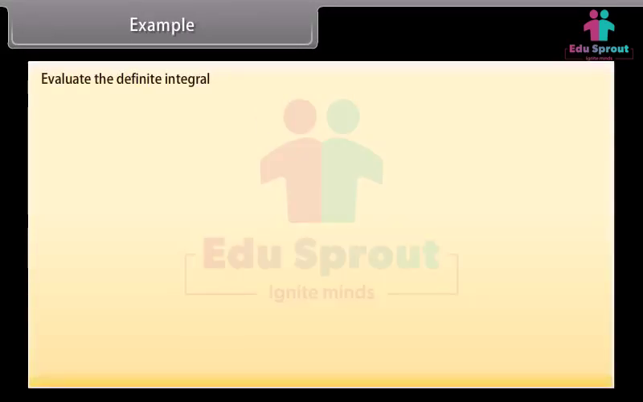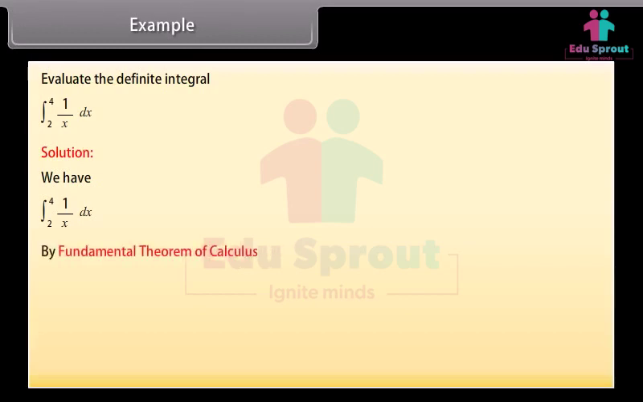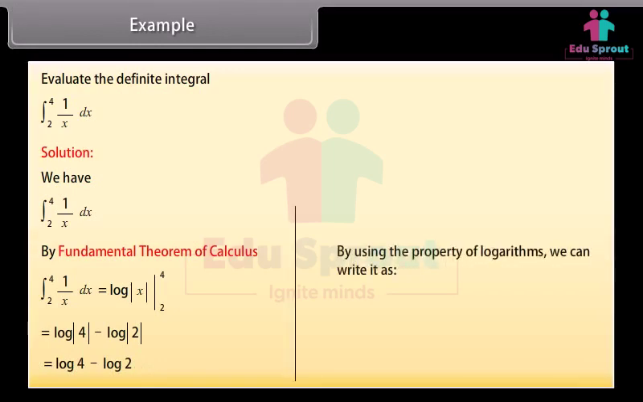Example. Evaluate the definite integral of 1 by x with lower limit 2 and upper limit 4 with respect to dx. Solution. We have the integral of 1 by x from 2 to 4 with respect to dx. By the fundamental theorem of calculus, this is equal to log of mod x from 2 to 4, which is log of mod 4 minus log of mod 2, which is log 4 minus log 2. By using the property of logarithms, we can write it as log 4 by 2, which is equal to log 2.